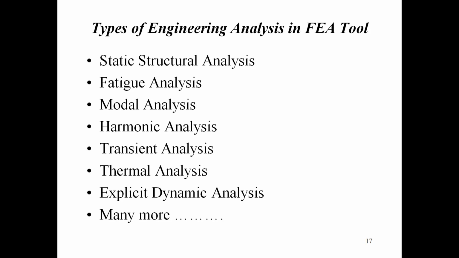Some FEA tools or FEA software involve all these types of analysis, with names such as static structural analysis, fatigue analysis, modal analysis, harmonic analysis. Modal analysis is nothing but the free vibration. Harmonic analysis is nothing but the forced vibration. Transient analysis is part of dynamic analysis, but implicit dynamic analysis. Thermal analysis is obviously for temperature. Explicit dynamic analysis and some other types of analysis can also be done in finite element analysis software.